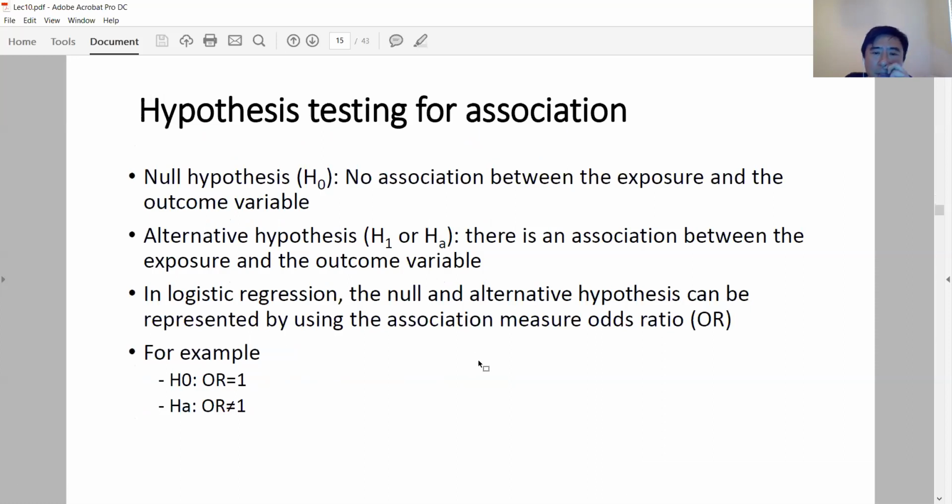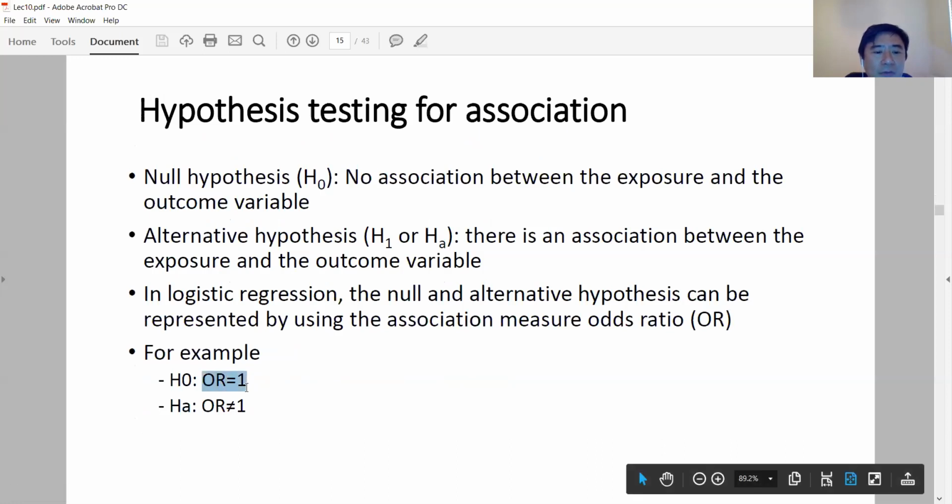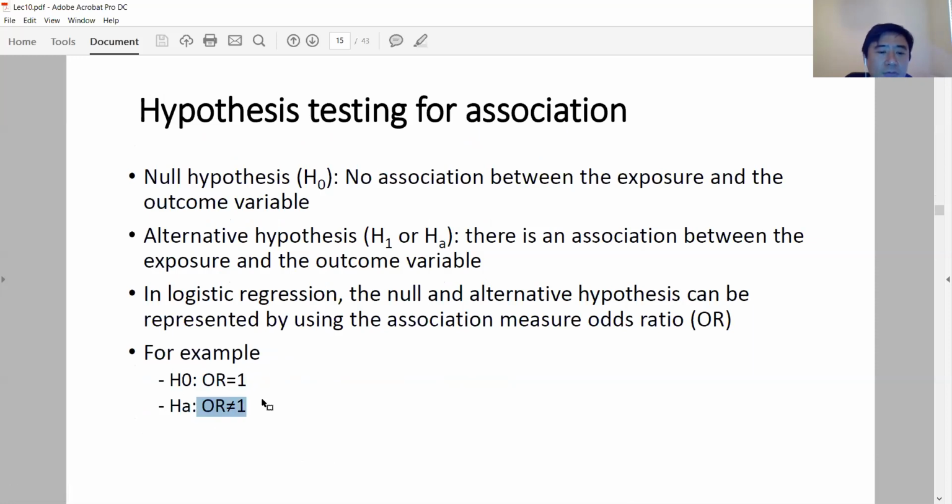So the hypothesis testing you have to know is that usually we test the effect of the exposure on the outcome, which is equivalent to testing if the odds ratio equals 1 versus the odds ratio not equal to 1. The odds ratio equal to 1 is equivalent to the beta parameter being equal to 0, because the odds ratio is equal to the exponential of the beta parameter. So the exponential of 0 is equal to 1. So they're equivalent.